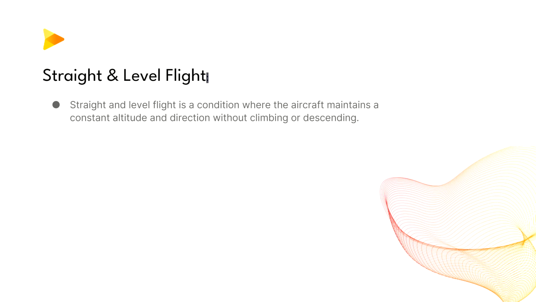So straight and level flight. Straight and level flight is a condition where the aircraft maintains a constant altitude and direction without climbing or descending. So it synchronizes angle of attack and thrust in all speed ranges. So lift changes with angle of attack and velocity for a given airfoil. A large angle of attack at lower airspeed equates to a low angle of attack at higher speed lift.